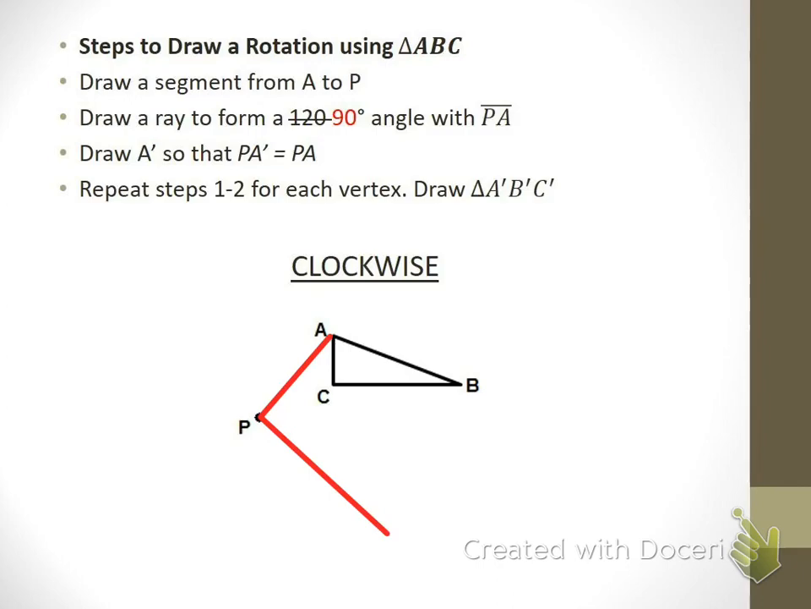But the next statement says that we need to draw A prime so that the length of PA prime and the length of PA are the same. So I want to place A prime on this line so that it's the same distance from P as point A was. Now, I know we don't have rulers, so we're kind of just eyeballing this. But I'm going to put my A prime right there. Questions, concerns about that?